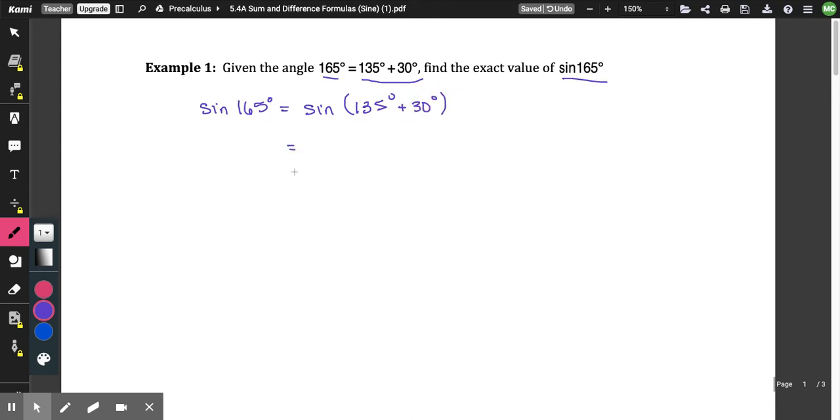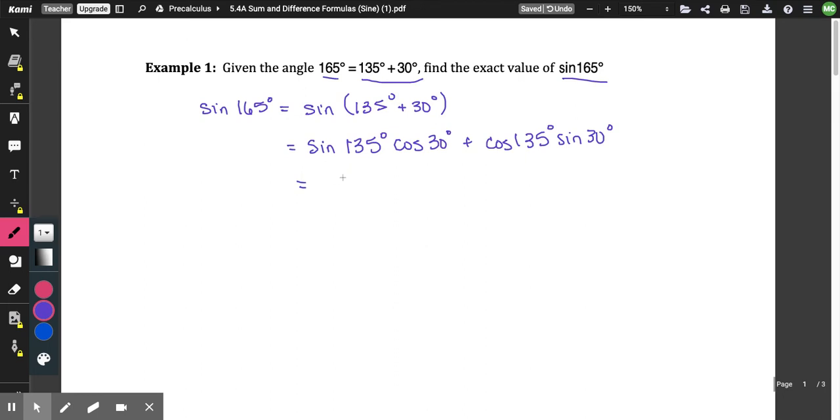Now that I have it as the sine of a sum of two angles, I can apply the angle sum formula for sine. So sine of 135 cosine of 30 plus cosine of 135 sine of 30. And now I can evaluate these because 135 and 30 are both nice angles on my unit circle.